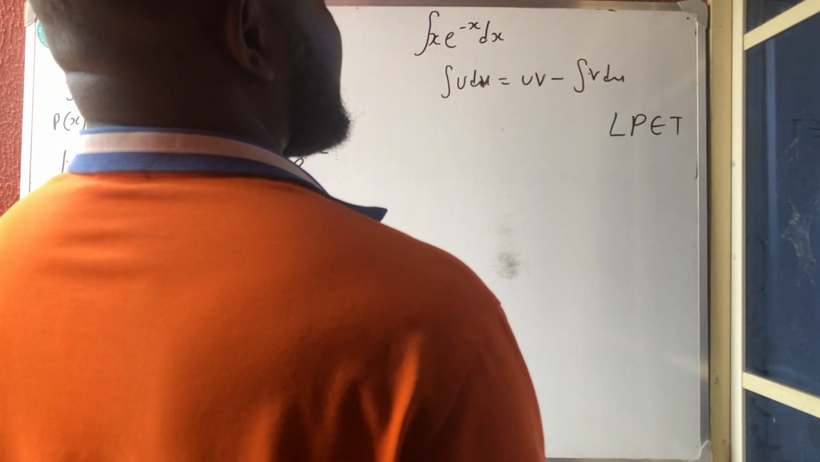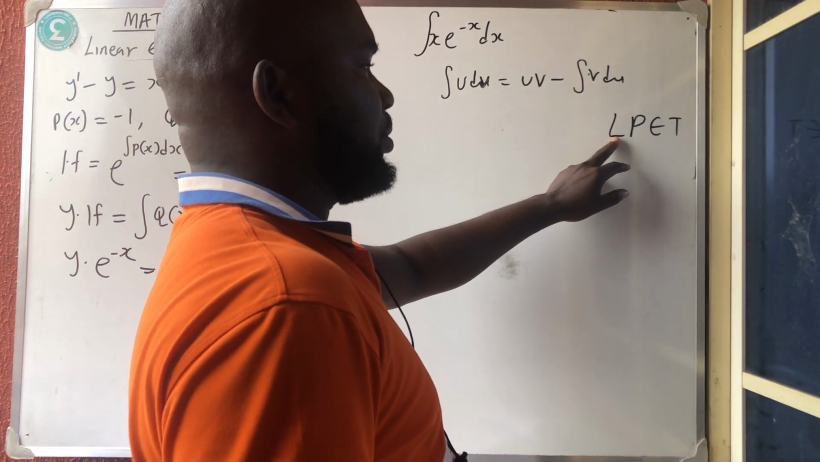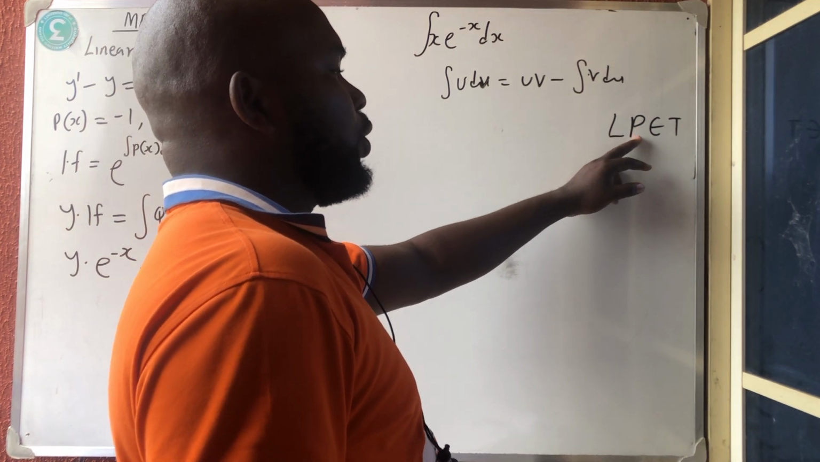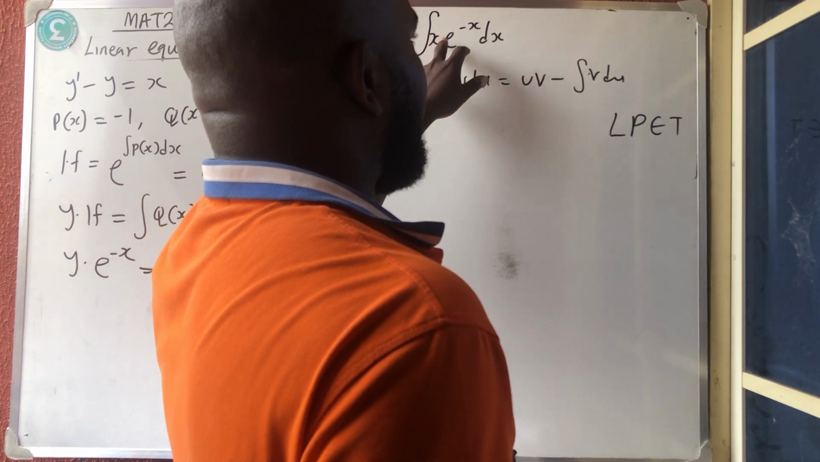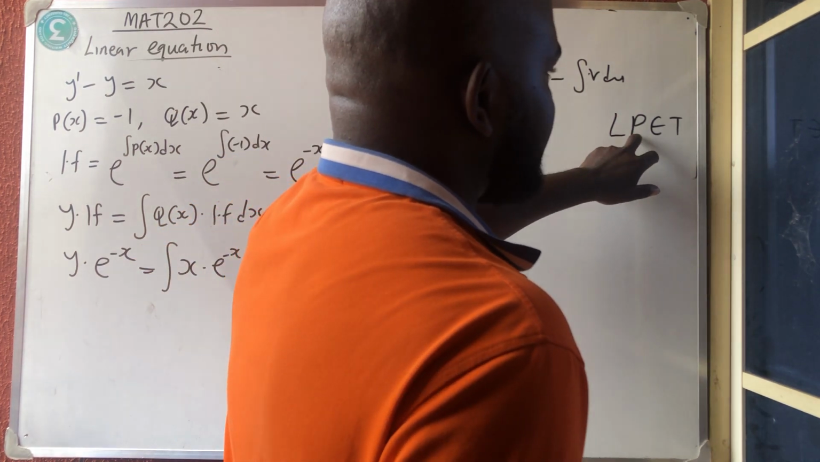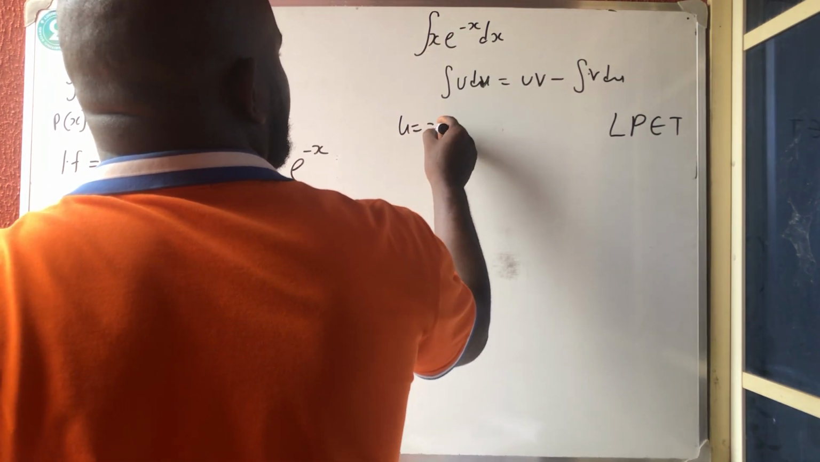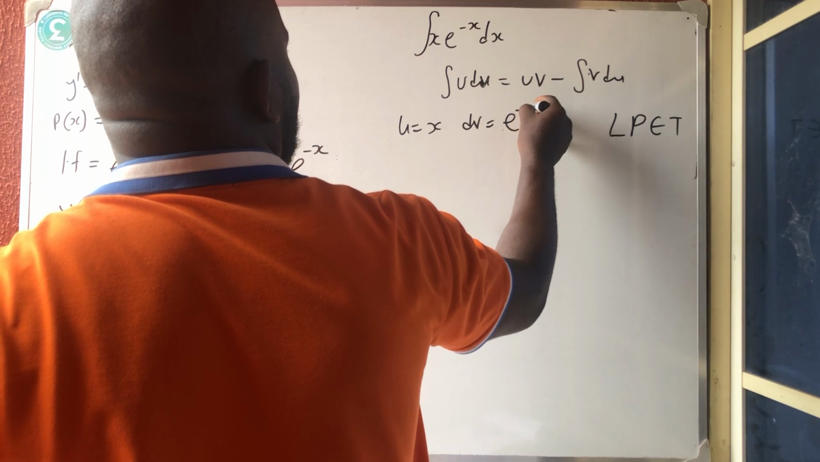Ladies like pets means that if there is a logarithm, u will be the logarithm. If there is a polynomial, u will be the polynomial, before exponential, before trigonometry. So I'm having polynomial and exponential, and polynomial comes first before exponential. So my u will be that polynomial, which is x, and my dv will be the other one, which is e raised to power minus x.